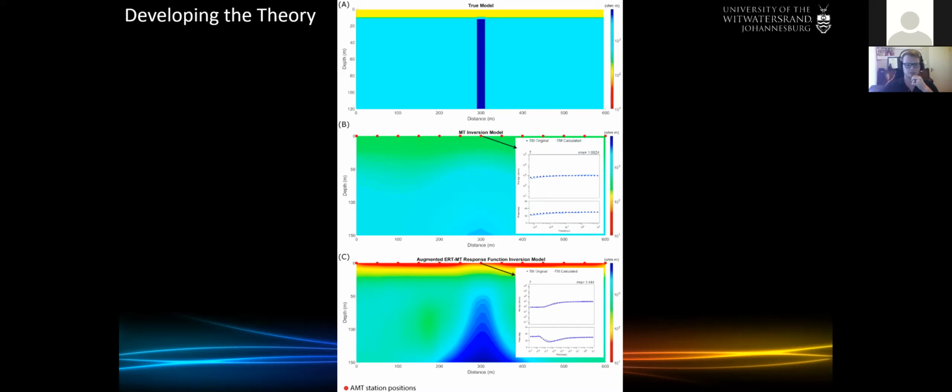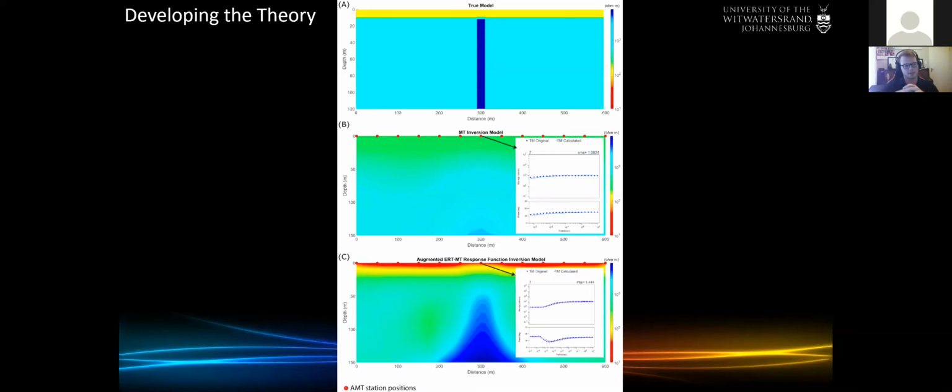But then in the augmented ERT MT response function, we actually start to recover quite a lot of the resistive dike below the conductive overburden. And we managed to actually map the overburden itself. Now, the overburden is slightly more conductive. This is just because of the simplified current density that we used in the MT response function. This can be improved, obviously, later on, but this is just as a first run test of what we're doing.